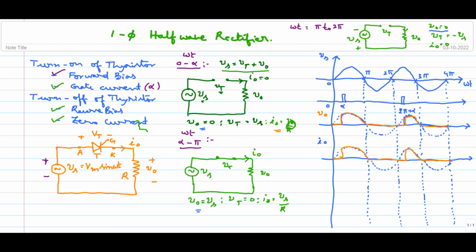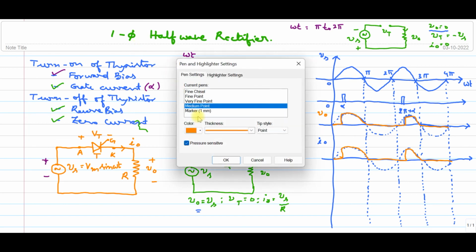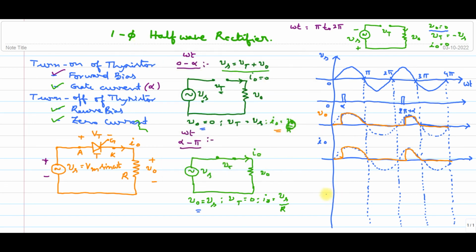So now let's move on to the very important part, of course very easy part, voltage across the thyristor. Okay, voltage across thyristor is very easy if we know the Kirchhoff's voltage law. So it should also follow the voltage source voltage. So I am simply drawing this diagram. Yes, so this is voltage across thyristor.